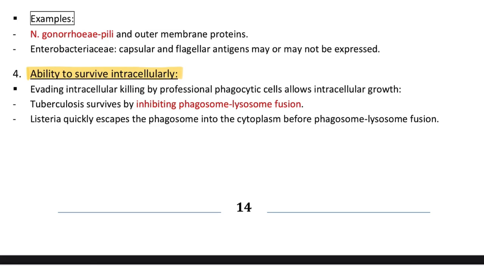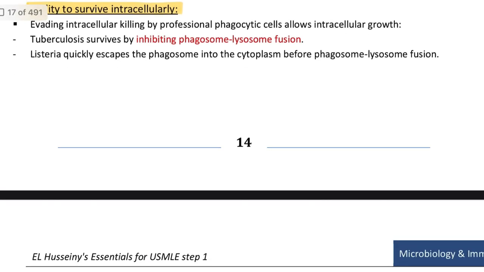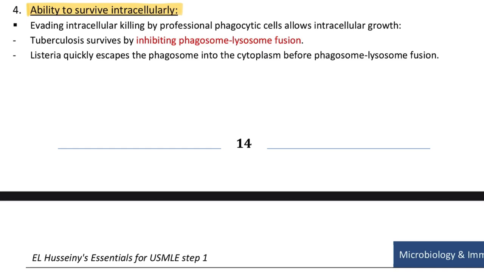Okay. Next, the ability to survive intracellularly. Intracellular survival means hiding inside host cells. Some bacteria hide inside host cells, escaping immune detection. For example, Mycobacterium tuberculosis survives by inhibiting phagosome-lysosome fusion. It survives within macrophages. Next, Listeria quickly escapes the phagosome into the cytoplasm before phagosome-lysosome fusion. So Listeria monocytogenes escapes the phagosome to replicate in the cytoplasm.